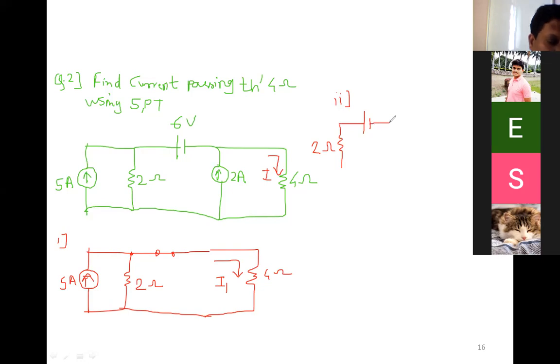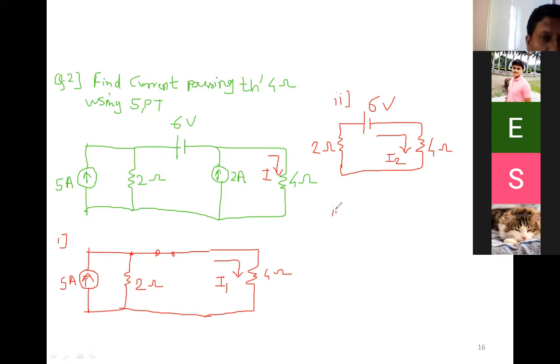Next, what about the 2 ampere current source? Open circuit. And the 4 ohm I will keep as it is. So this is 6 volt, and this is 4 ohm. Now this current is nothing but your I2 current. Only a simple loop is there. So 6 divided by 2 plus 4 will give the I2.